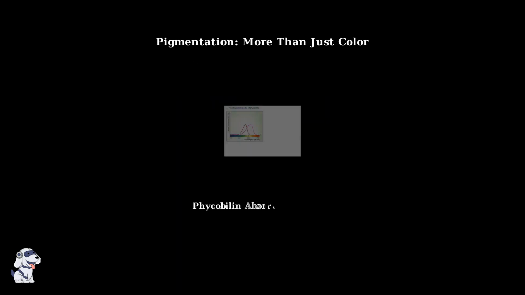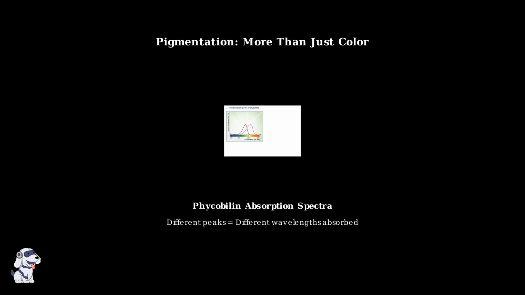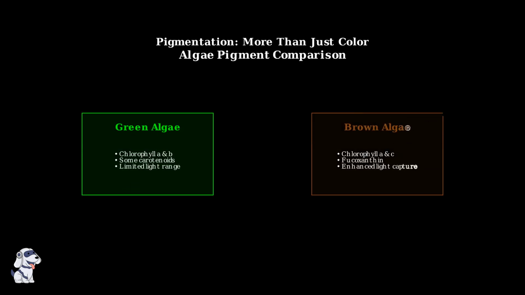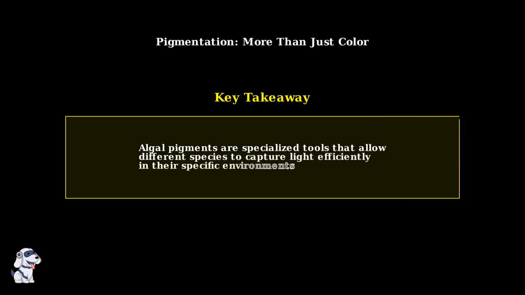Here's actual data showing how phycobilins absorb light. Notice the distinct peaks at different wavelengths, demonstrating how these pigments capture specific colors of light. Different algae have evolved unique pigment combinations for their environments. Brown algae, for example, contain fucoxanthin, a special carotenoid that allows them to absorb more light than green algae, especially in deeper waters. This pigment diversity is why algae can thrive in so many different environments, from shallow tide pools to the deep ocean. Each species has evolved the perfect pigment combination for its specific habitat and light conditions.